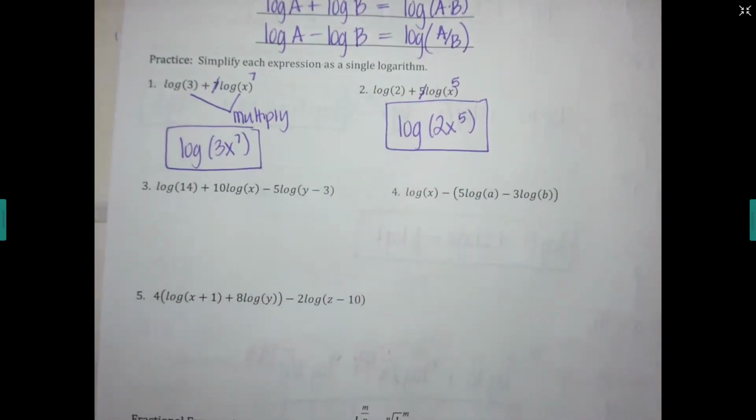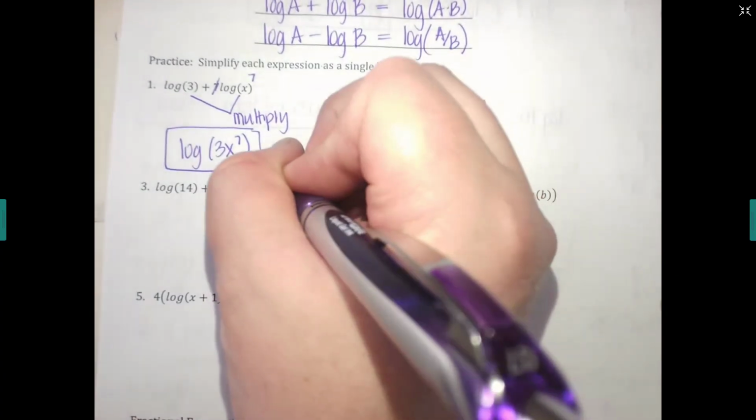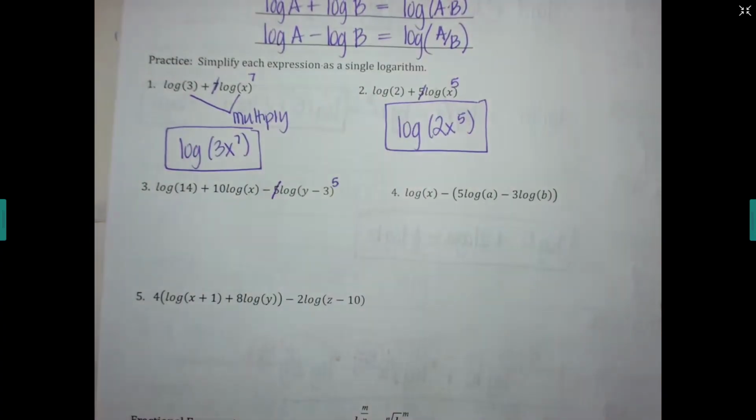All right, take a look at number 3. Number 3 is similar. I have a 5 in the front, but it's with a y minus 3. So when you cross the 5 out, you're going to apply it to the y minus 3 together as a group.